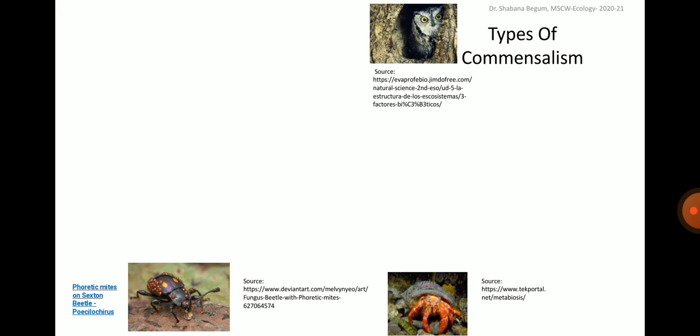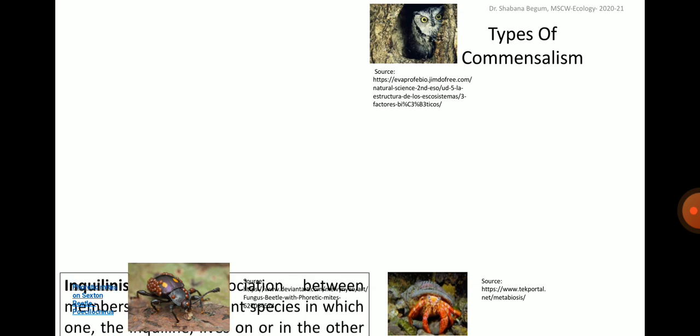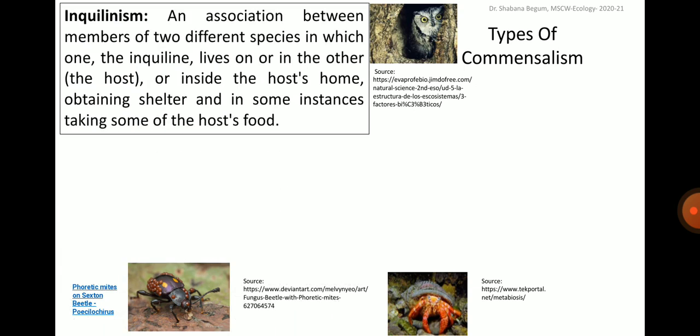Now let's learn about the types of commensalism one by one. The first one being inquilinism. This is an association between members of two different species in which one, that is the inquiline, lives on or in the other or inside the host's home, obtaining shelter and in some instances taking some of the host's food.